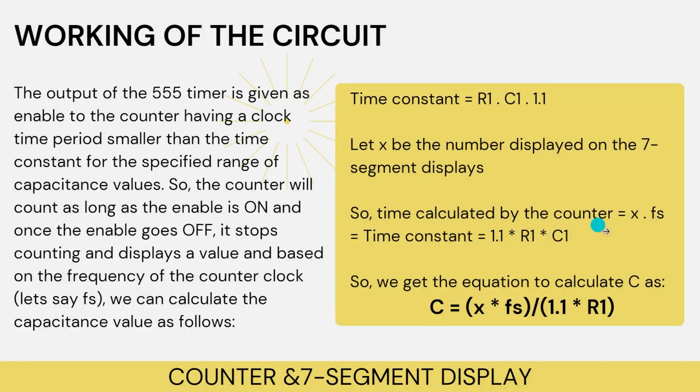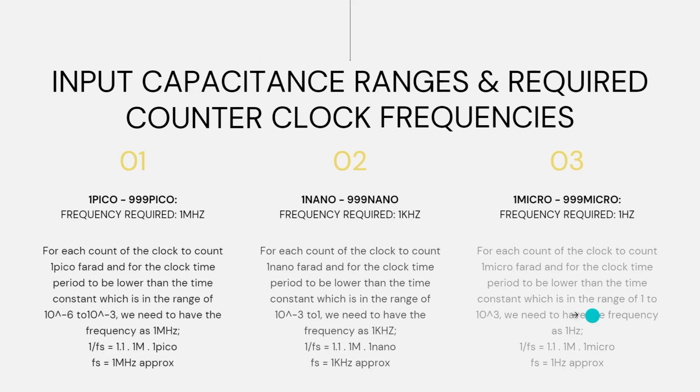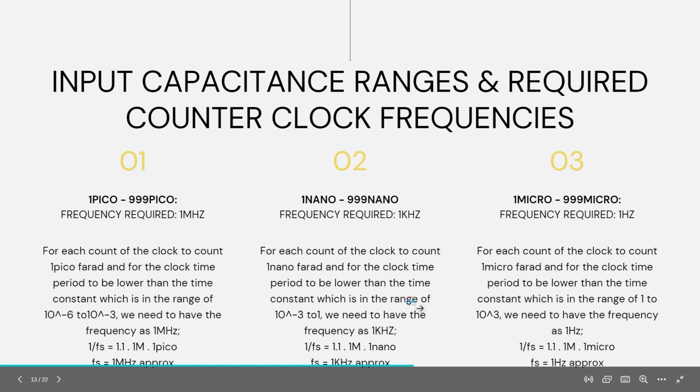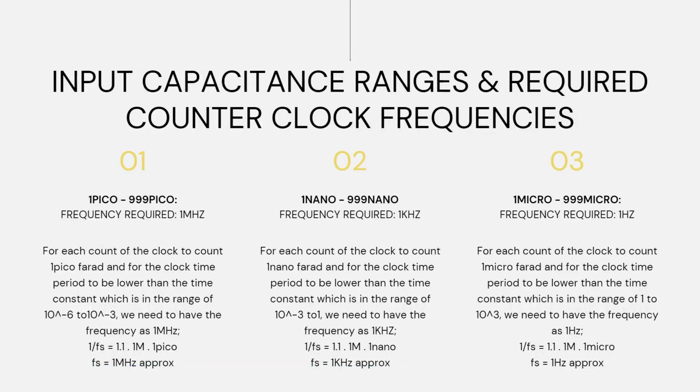Now let X be the number displayed on the 7-segment display, and the time calculated by the counter will be X into Fs, where Fs is the frequency of the waveform that we are giving to the counter. The time constant, as we know, is 1.1 R1 C1. By calculating all this, we get the equation that the capacitance is equal to X into Fs divided by 1.1 into R1. In this way, using a counter and just a 555 timer, we can very easily measure the capacitance of a circuit. And we have varied ranges for measuring the capacitance.